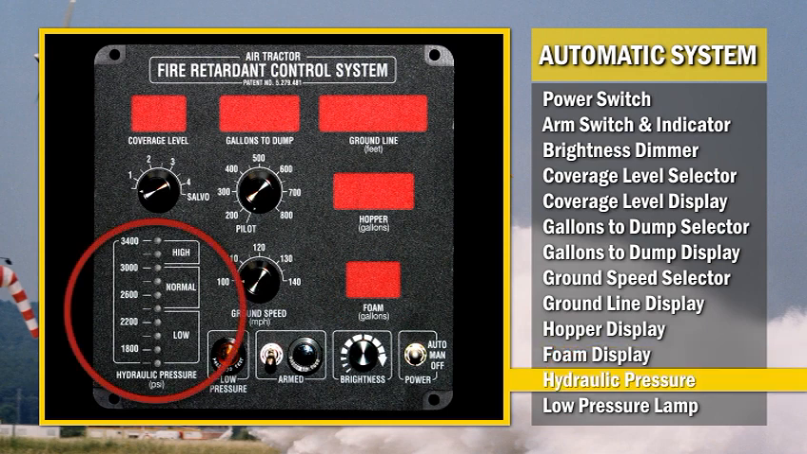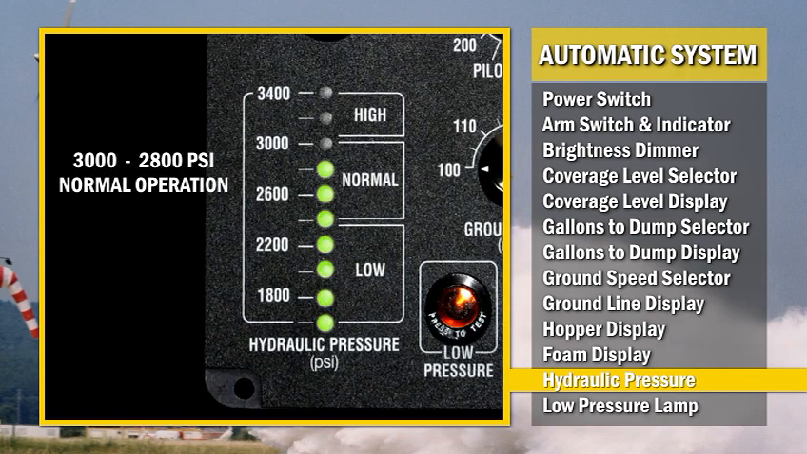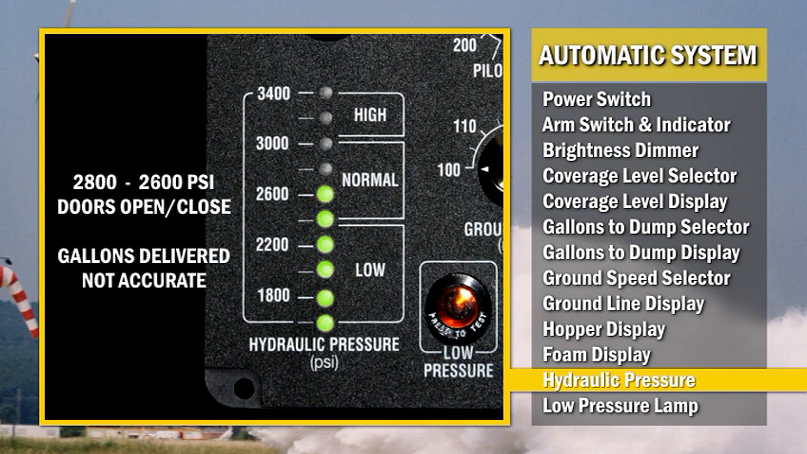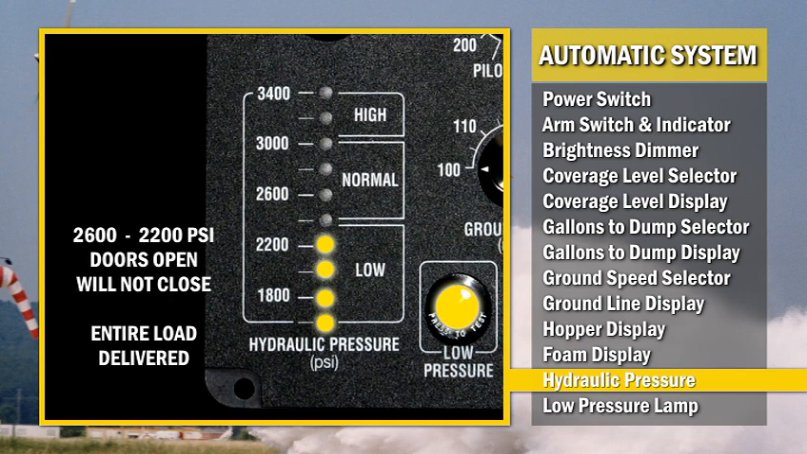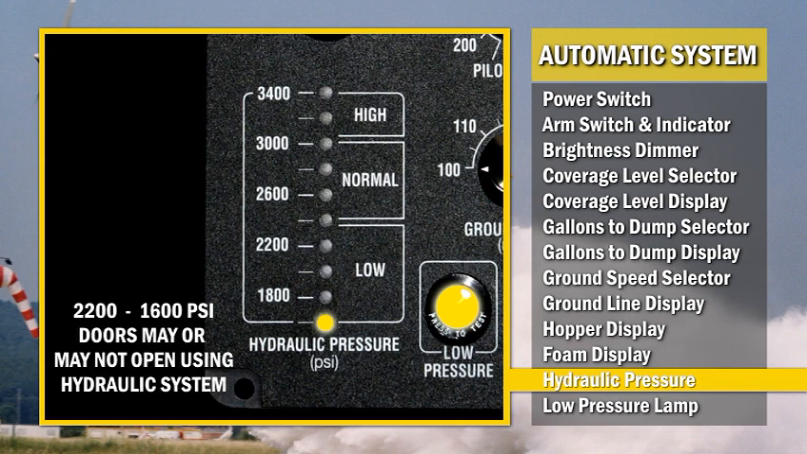The hydraulic pressure display indicates the hydraulic pressure present in the system in PSI. 3,000 to 2,800 PSI, normal pressure, normal operation. 2,800 to 2,600 PSI, doors will open and close, gallons delivered will not be accurate. 2,600 to 2,200 PSI, doors will open but will not close, entire load will be delivered. 2,200 to 1,600 PSI. Doors may or may not open using the hydraulic system.